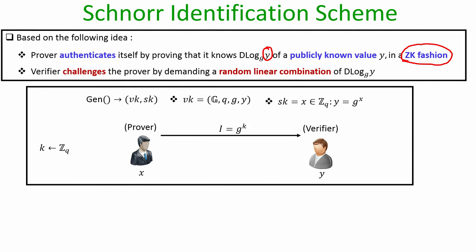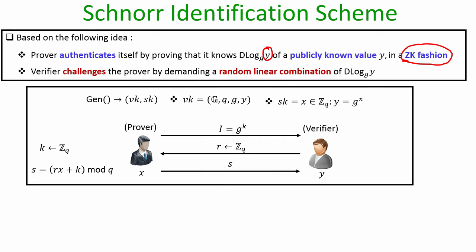So, the prover goes first in this identification scheme, and it commits a value k selected from the set Z q by computing I equal to g to the power k. That is a random value which it gives to the verifier. And a challenge picked by the verifier is a random value r selected from the set Z q. To respond to the challenge, the prover has to come up with a linear combination of the discrete log x of y and the value k which it selected in round 1, and the random linear combination here is s equal to r times x plus k modulo q.